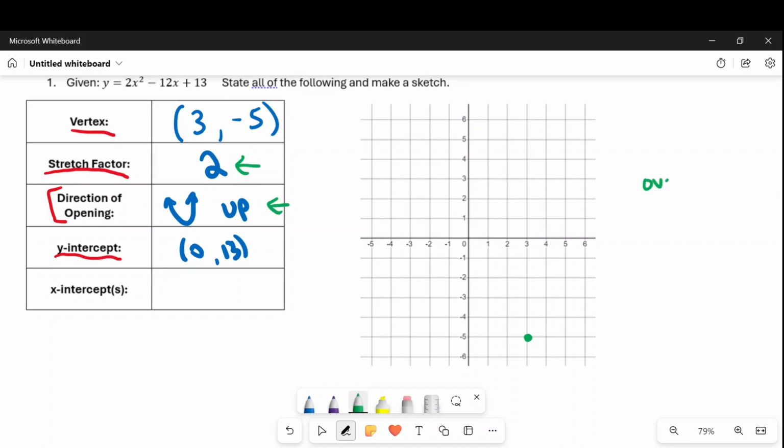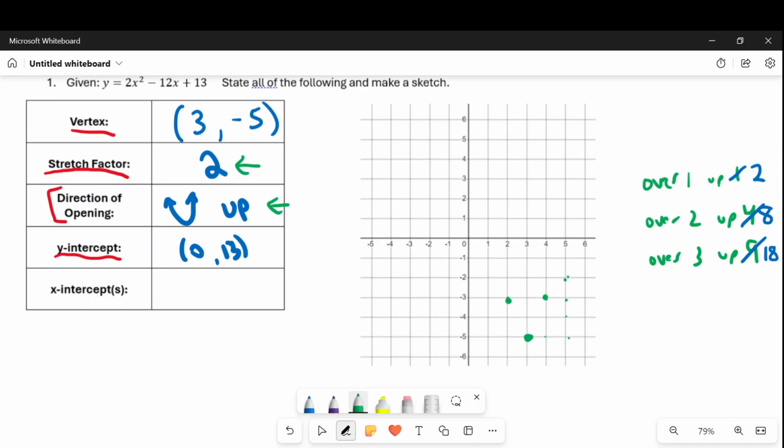So instead of going over 1, up 1, and over 2, up 4, and over 3, up 9, hopefully this is something you're just doing in your head. We know that these are actually stretched, so I would go over 1, up 2, over 2, up 8, and over 3, up 18. So from the vertex, over 1, up 2, and I do that in both directions, over 2, and up 8. So from the vertex, I'm going to count over 2, and then up 8.